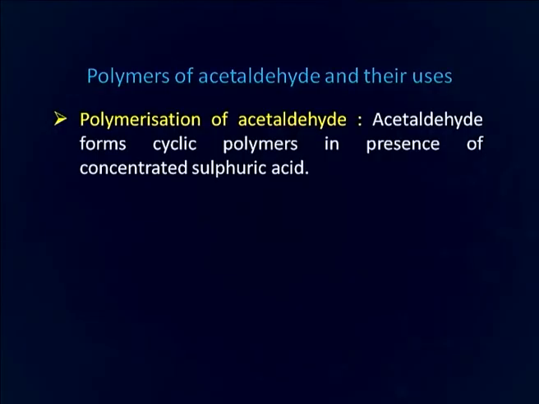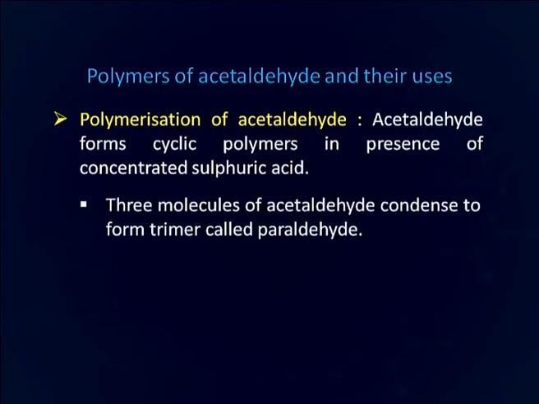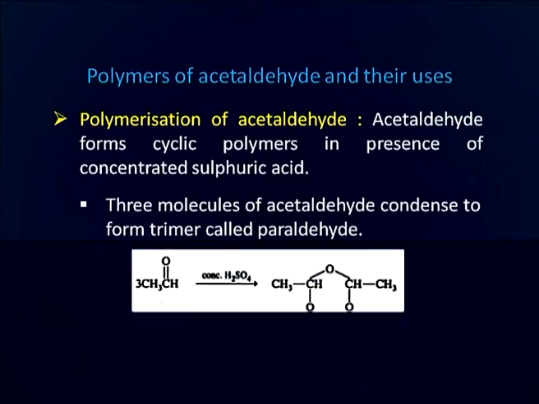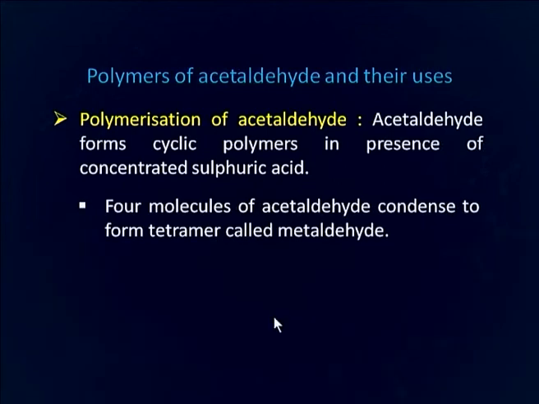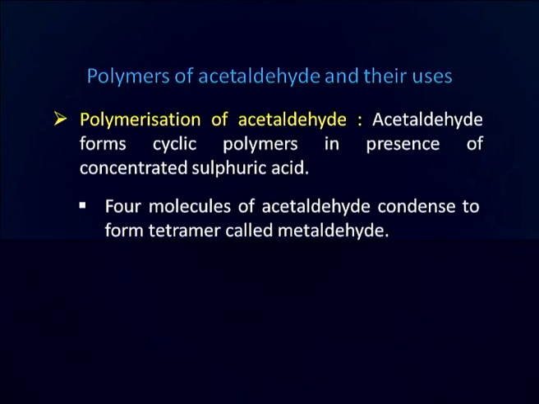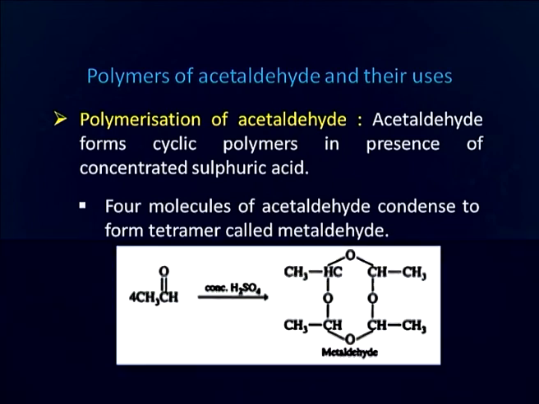Acetaldehyde forms cyclic polymers in presence of concentrated sulfuric acid. 3 molecules of acetaldehyde condense to form trimer called paraldehyde. As you can see in this figure, 3 molecules have condensed to form this paraldehyde. 4 molecules of acetaldehyde condense to form a tetramer called metaldehyde, as shown in the figure.